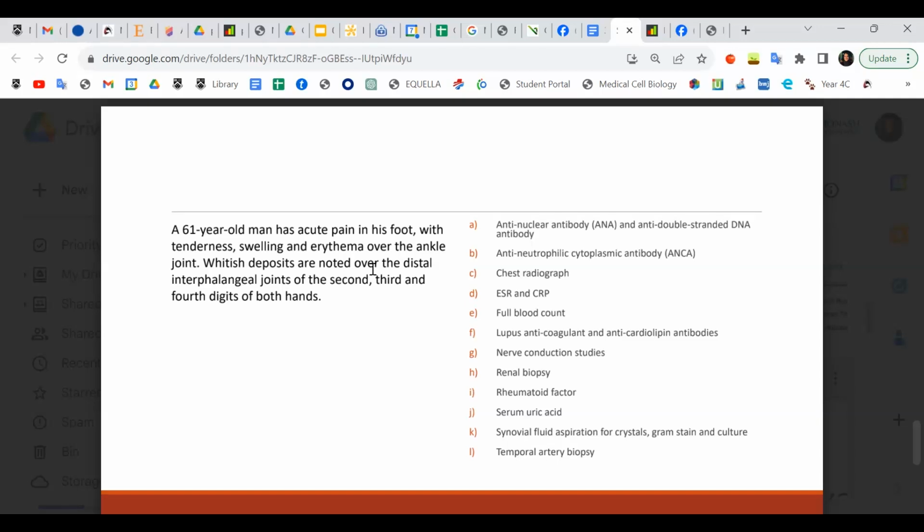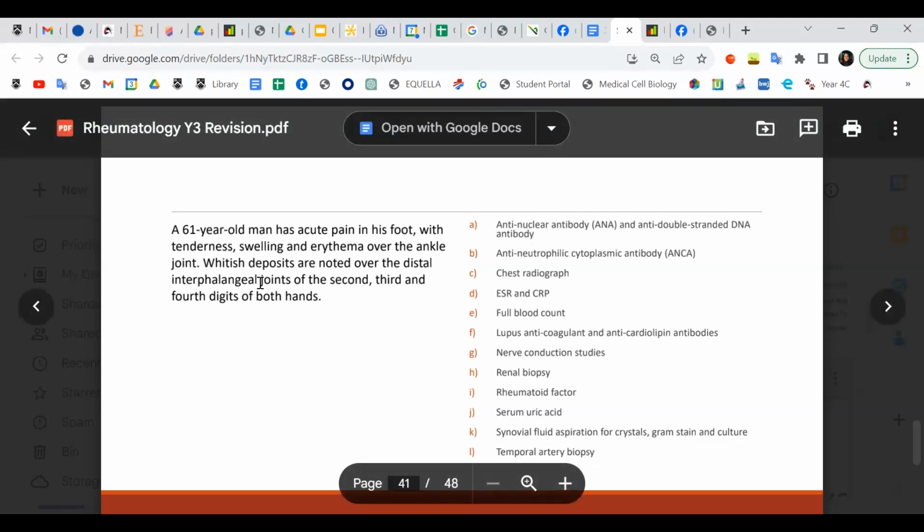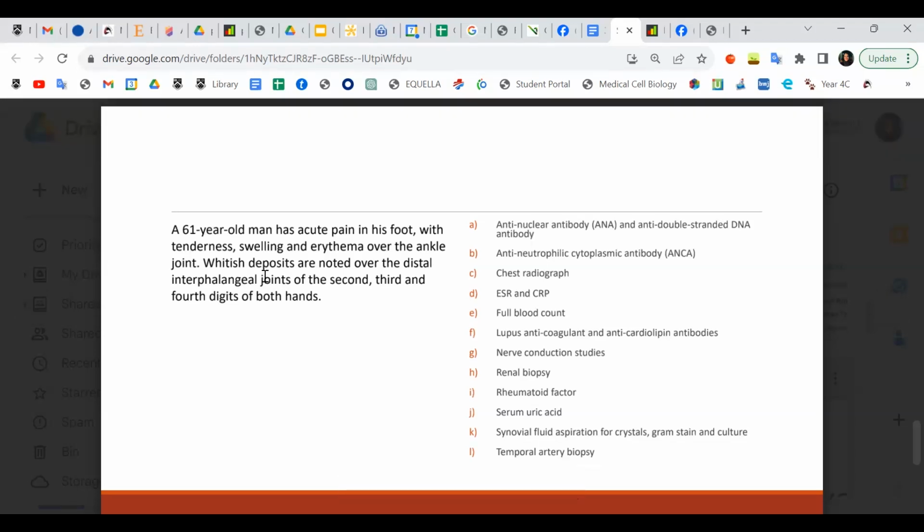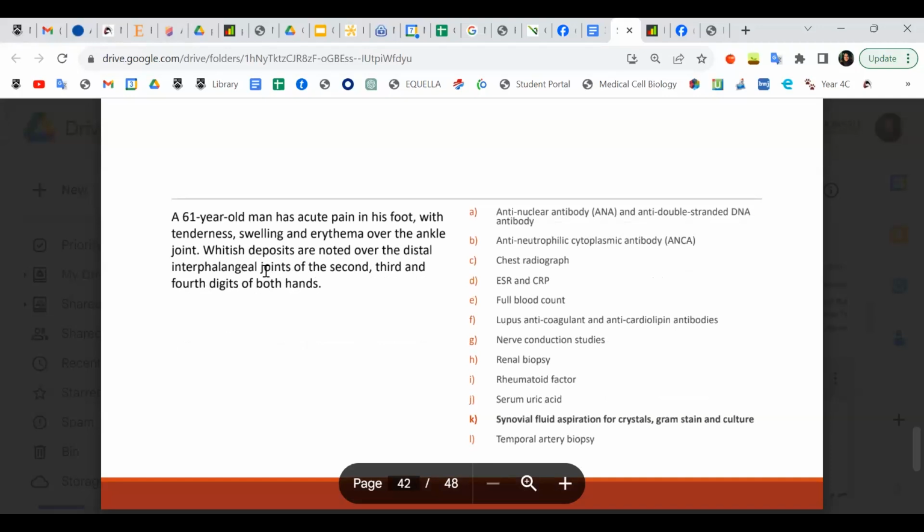So, which marker are we likely to find? Oh, I think they want which investigation do we need? Yeah, it's gout. Cool.